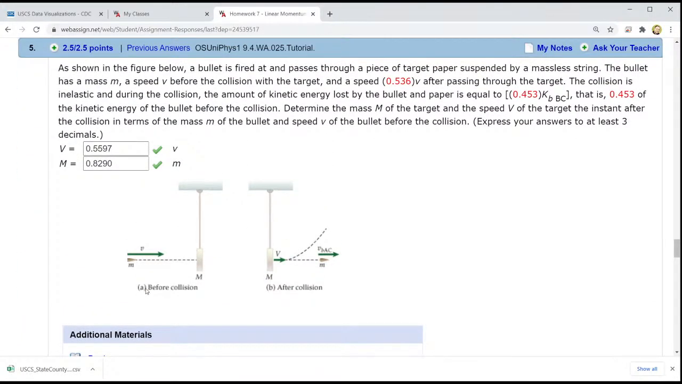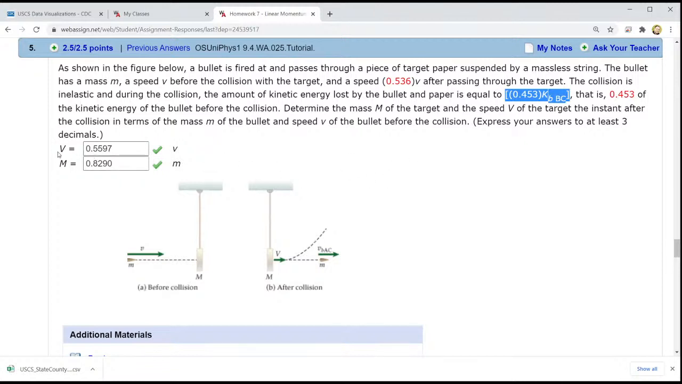So it's this problem right here where you have the bullet fired at a piece of paper target, and the information you're given is about the relative velocity of the bullet pre and post. It says that the speed after passing through the target is 0.536 v, the initial speed of the bullet, and you're given information about how much kinetic energy is lost. It is not an elastic collision. So the change in kinetic energy is equal to this quantity. And that's where I made my sign error, because if it's a change in kinetic energy, it's a decrease. So when I set up my algebra, this should be a negative number.